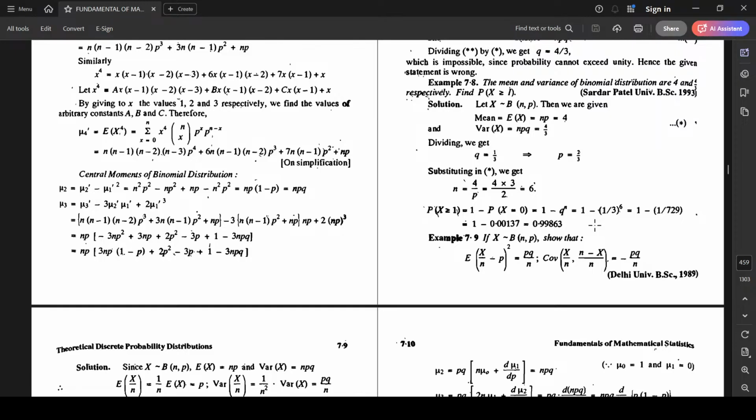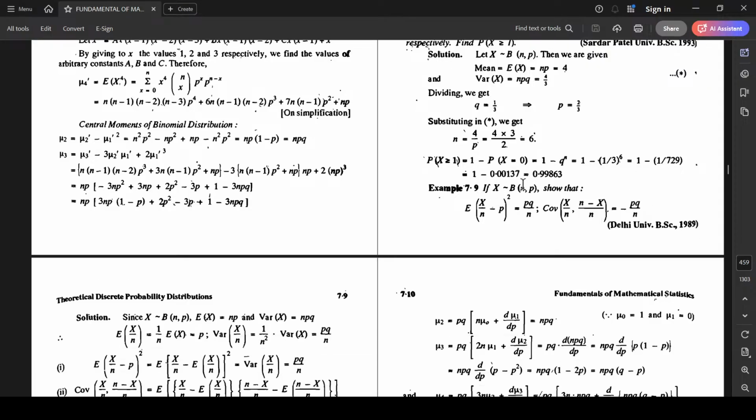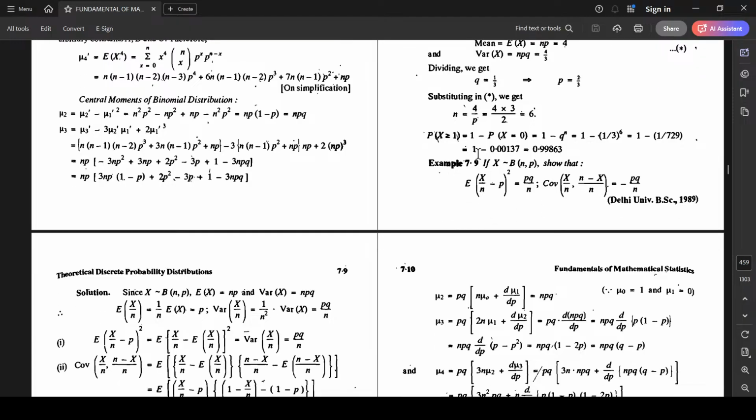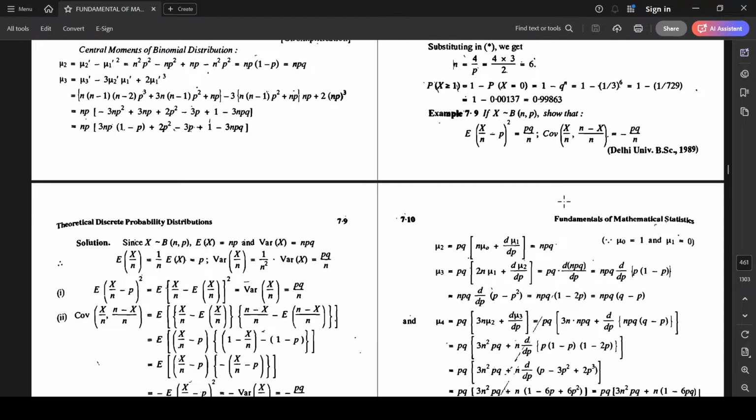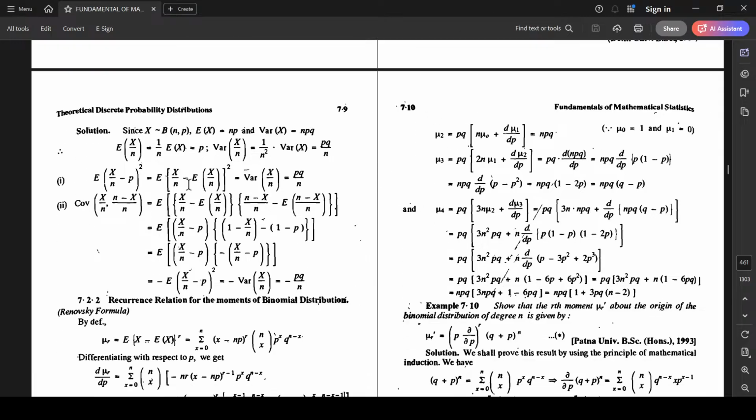Next question, that is 7.9. This is also a good question. If X follows the binomial distribution with parameters n and p, show that E(X by n) is equal to p and variance of X by n is equal to pq by n. Let's see how it is solved.